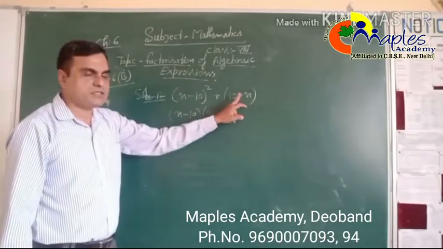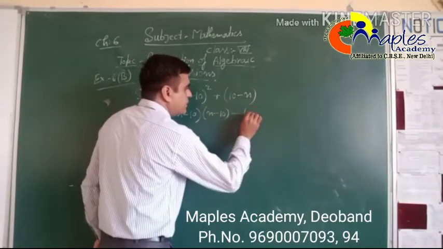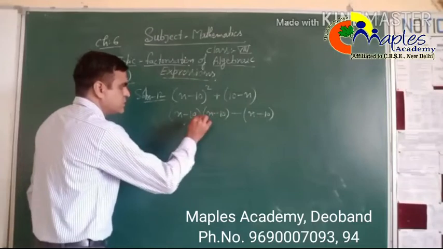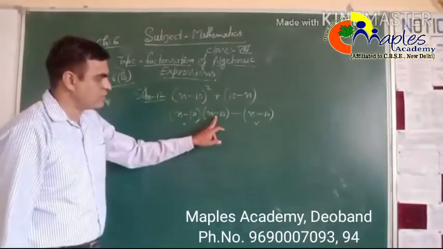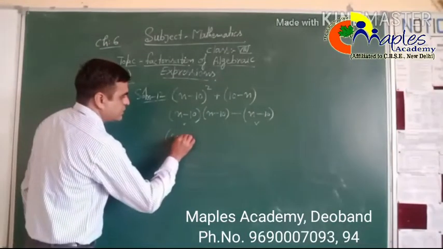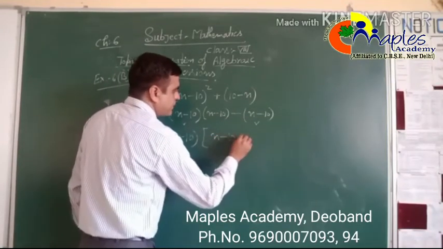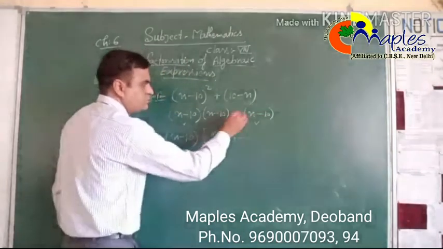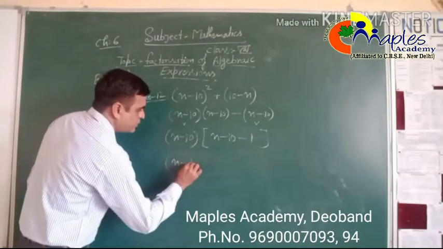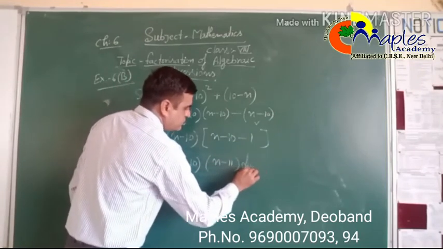If I take the minus sign common from these terms, we get minus common, n becomes minus and 10 becomes plus. Now we take common from these, this term and this term are common. So you have to write n minus 10 as common. Now we get n minus 10 and minus, here n minus 1 is there, so you have to write only the 1 here. We get n minus 10 and n minus 11 as the answer.